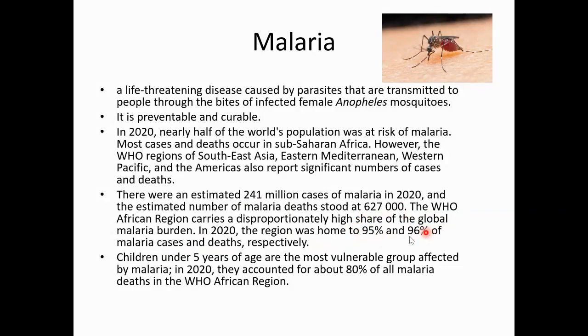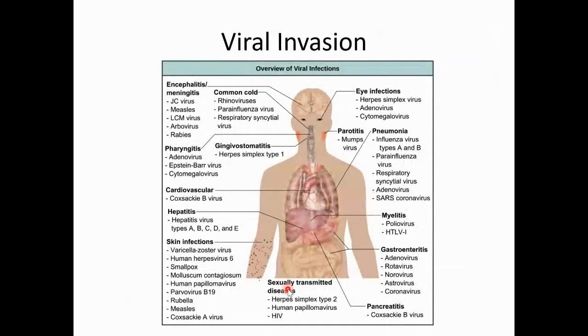That's where the majority of them are. Children under 5 years of age are the most vulnerable group affected by malaria. In 2020, they accounted for about 80% of all malaria deaths in the WHO African region. So just a little bit of information: we do have some malaria in this country, but it is definitely restrained with pesticides and different interventions.